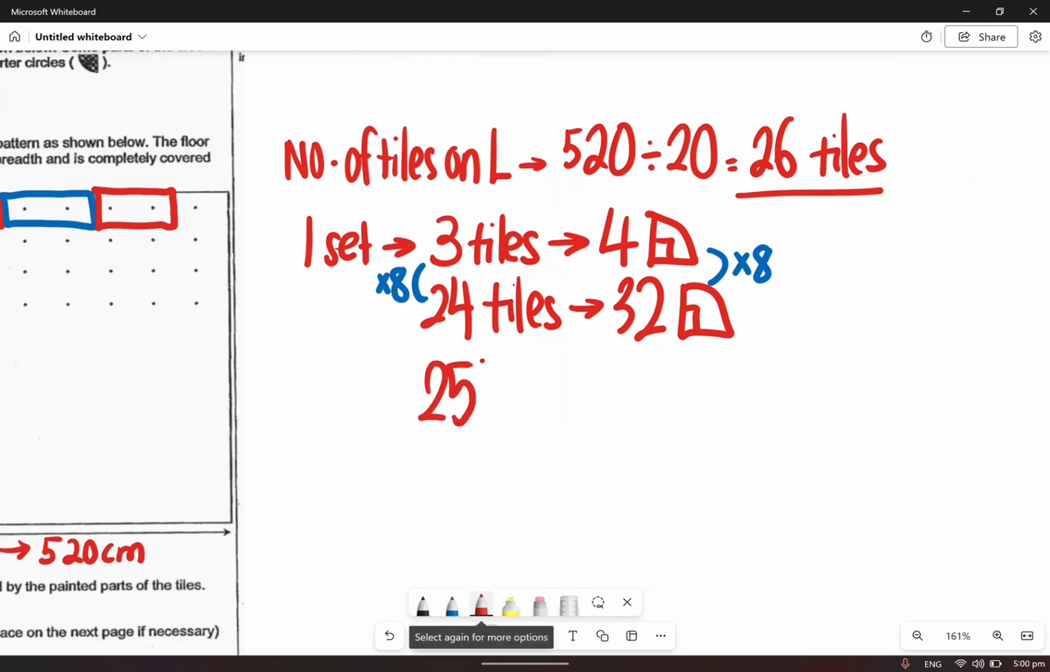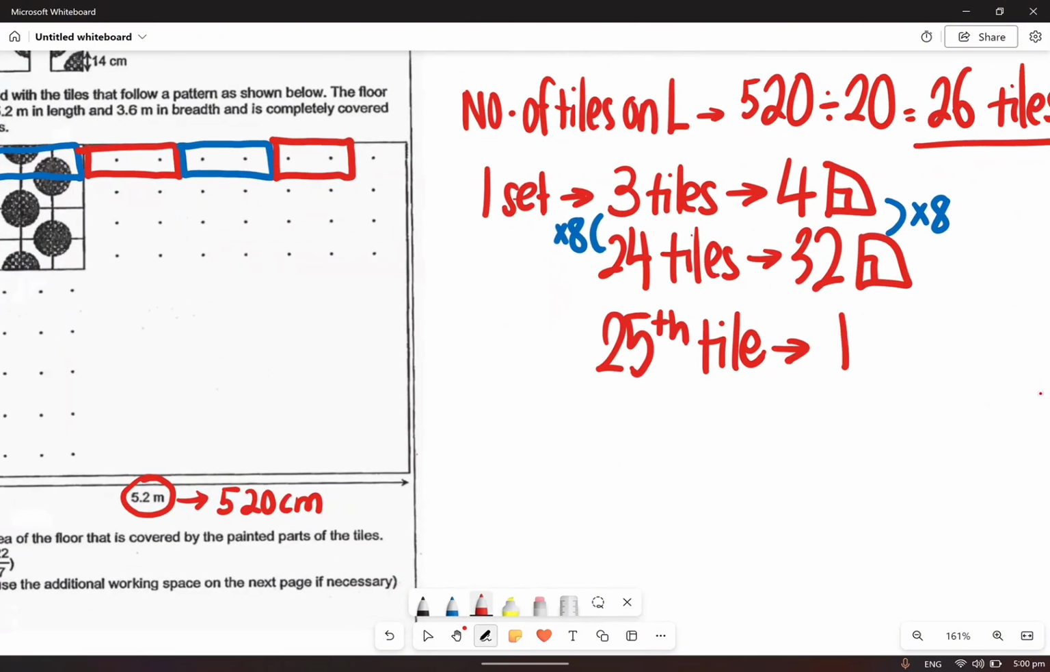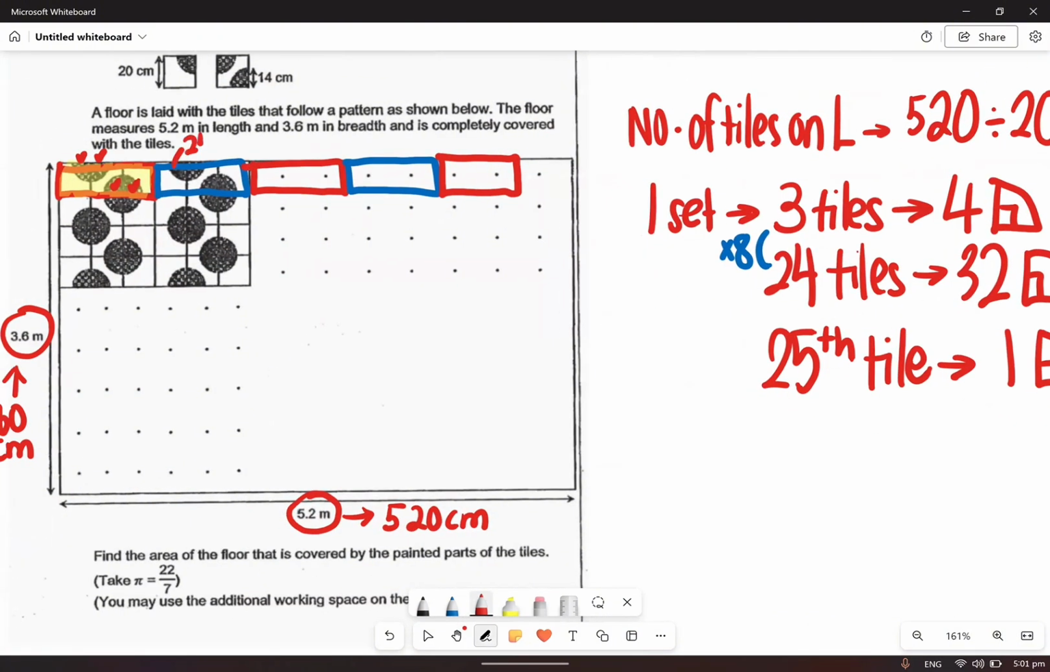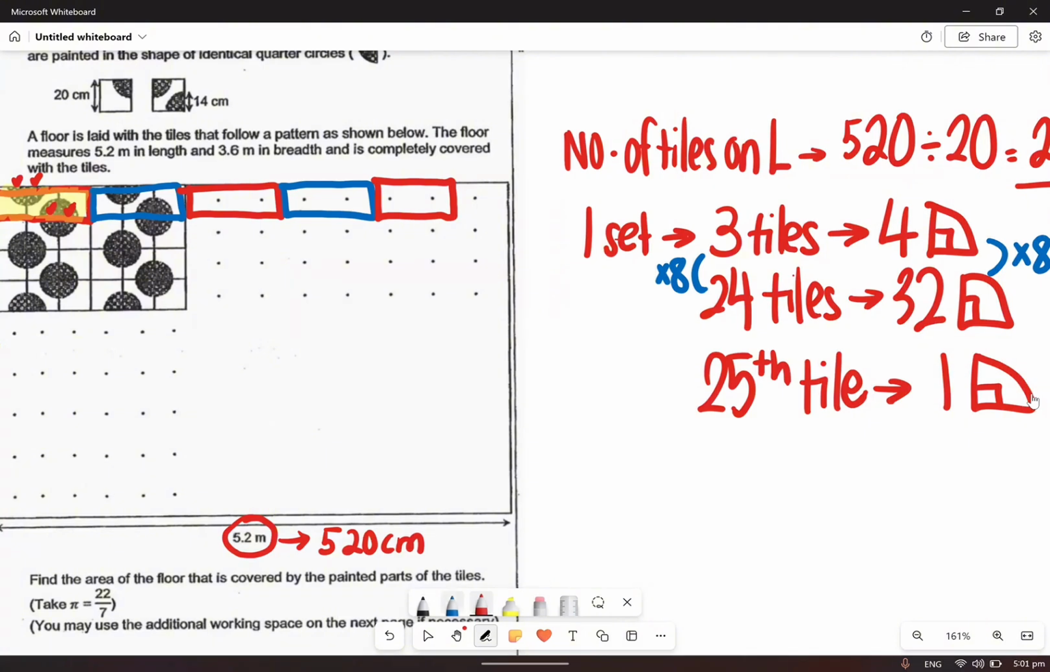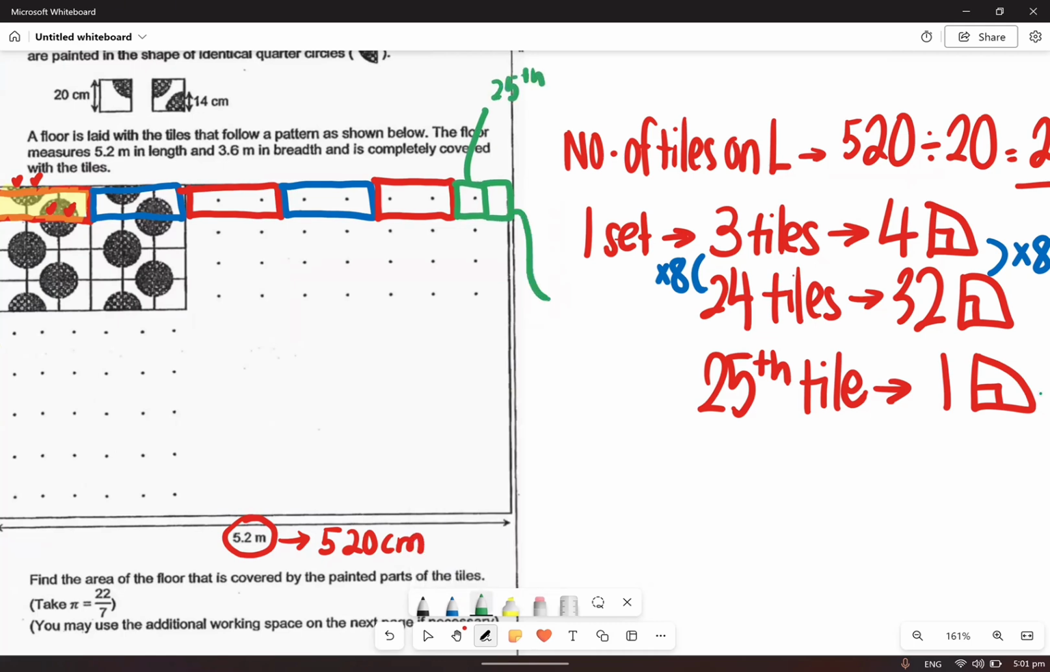Now, the 25th tile. Let's see for ourselves. When I get the 25th tile, I will have one quadrant. Why is it one quadrant? Because this is the 25th tile. True? Imagine this is the 25th tile. You get what I'm trying to say? If I draw it like that, the last one will basically be the one tile over here, and then the one tile over here. Which is the 25th one? This is the 25th. Which is the 26th? This is the 26th. Am I making sense?